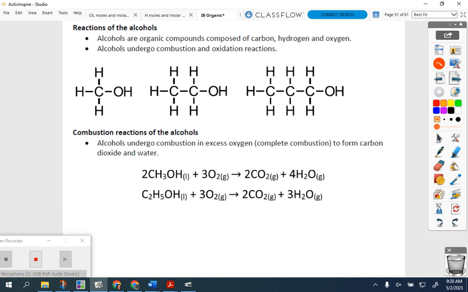In Mike Jones's PowerPoints, he includes complete and incomplete, but I think that for alcohols, you only have to know complete combustion, unlike the alkanes. But regardless, it's the same idea, right? So we're taking the alcohol, we're reacting it with oxygen, we're making carbon dioxide and water. If it was incomplete combustion, you would be making either carbon monoxide, with less oxygen, or you would be making carbon with even less oxygen.